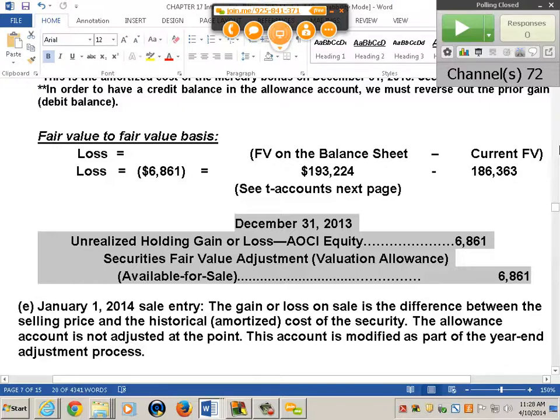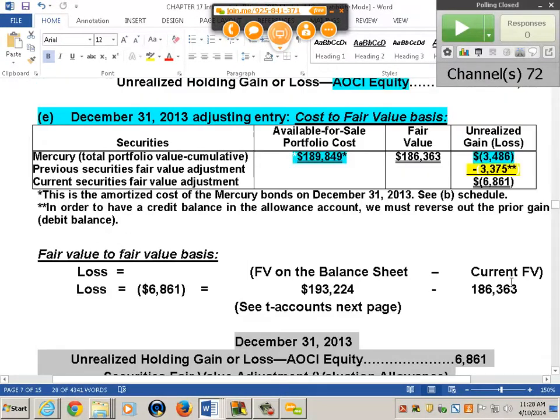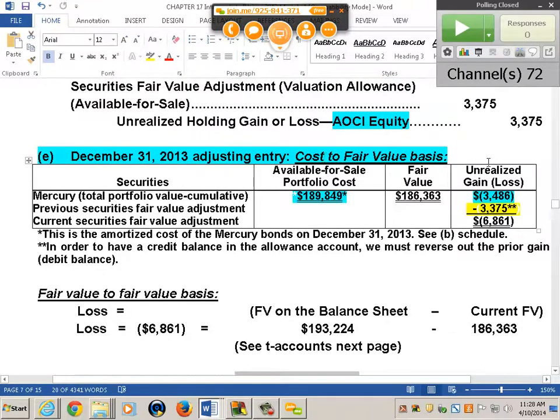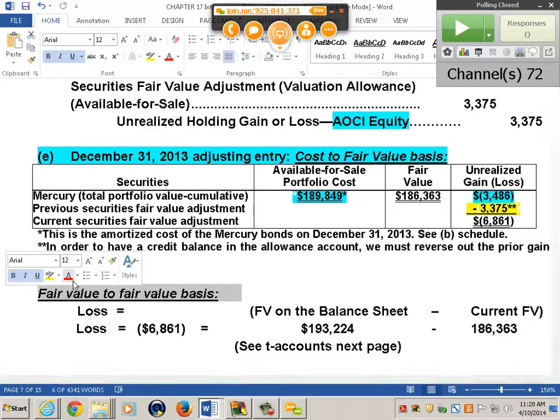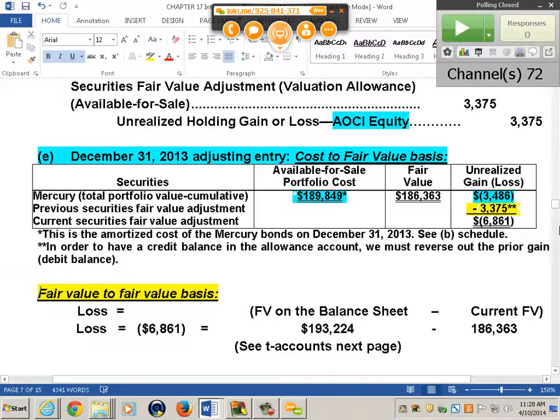So that's why, Eric, to go back to your question, I'm showing you one of two ways. You can either do a cost to fair value basis, and then you have to play with the allowance account, or the way I'm calling a fair value to fair value basis, where I look at what fair value is on my balance sheet versus what the market's telling me I should have in there. Either way, it should get you to the same place.